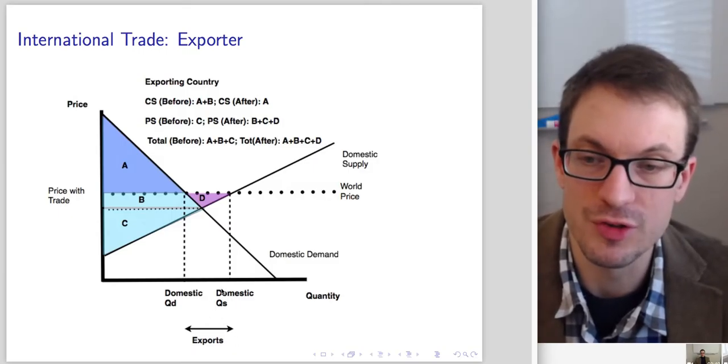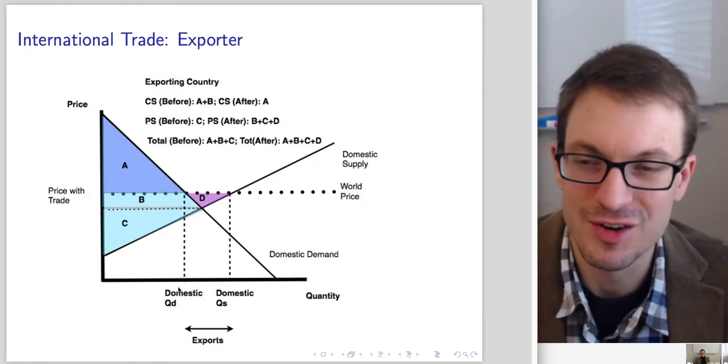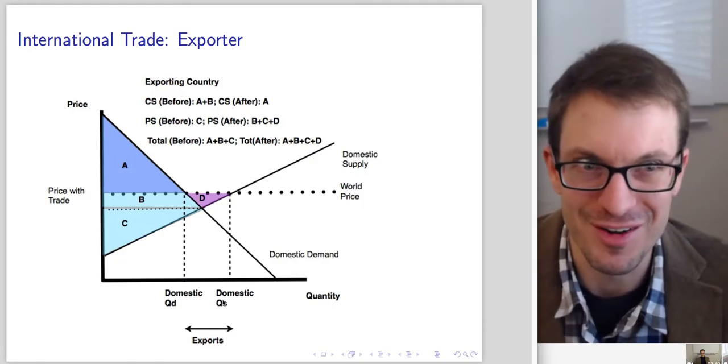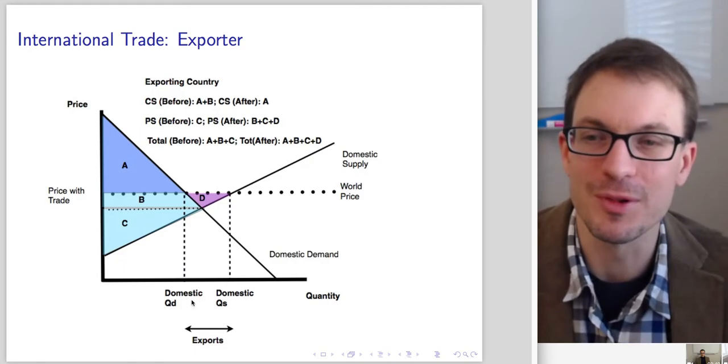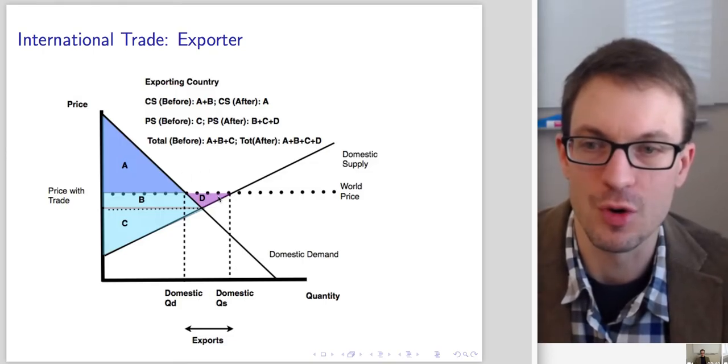There's exports. Here's the domestic quantity supplied. Here's the domestic quantity demanded. Hey, if quantity supplied is bigger than quantity demanded, we have a surplus. Where's that surplus going? It's going abroad. So Area D is being sold at the world price to foreign consumers.